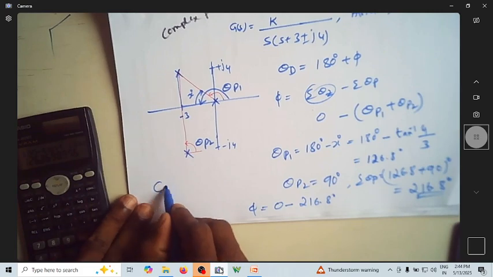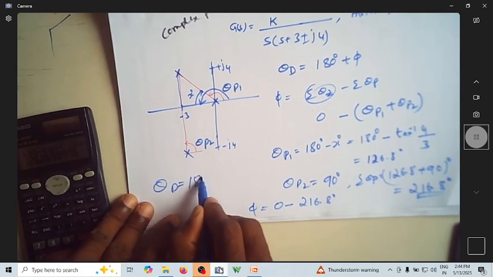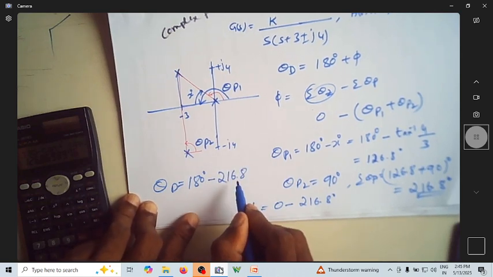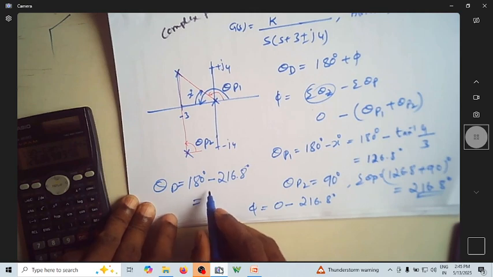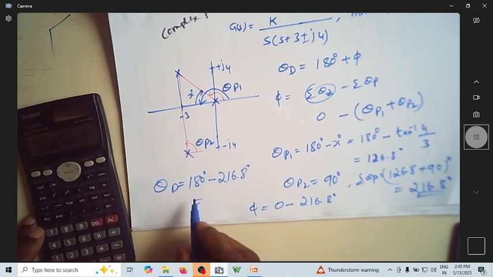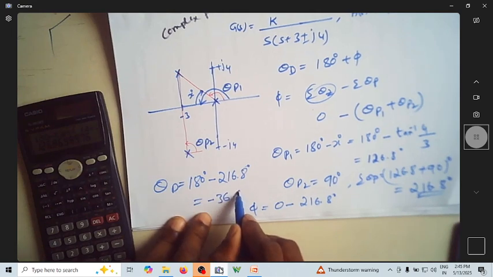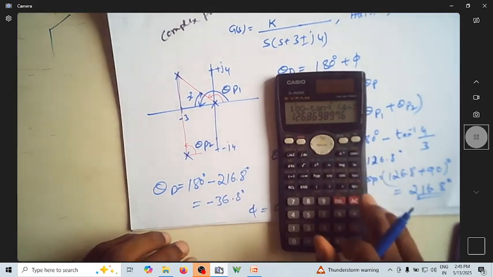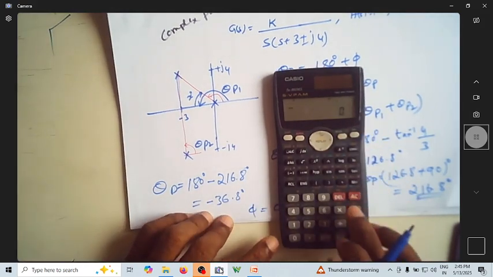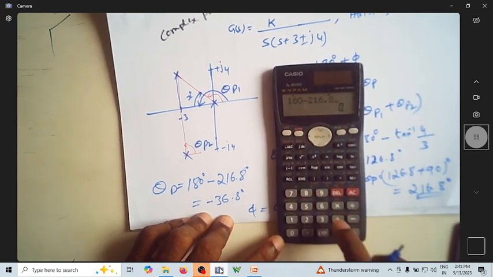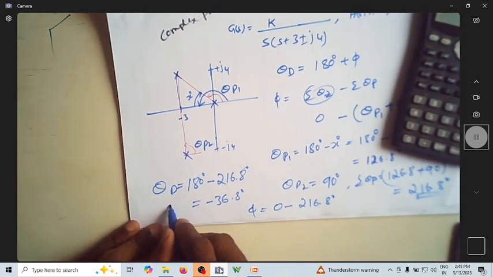So theta d is 180 degrees minus 216.8 degrees, which is minus 36.8 degrees. Can you see here? 180 minus 216.8 is actually minus 36.8. So this is theta d.